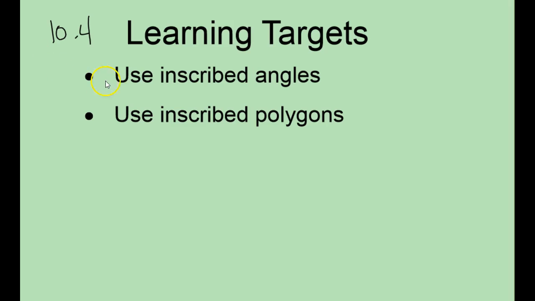So let's look back at our learning targets. The first one was to use inscribed angles. The biggest thing to remember when we're dealing with an inscribed angle is that the vertex of the angle is on the circle, and that the measure of the angle is half of its intercepted arc, right? So then we were using some inscribed polygons. And the big polygon that we looked at was quadrilaterals. And I know that when we're dealing with an inscribed quadrilateral, the opposite angles are supplementary, so they add to 180. That will help us to find some of the angle measurements and some missing variables.